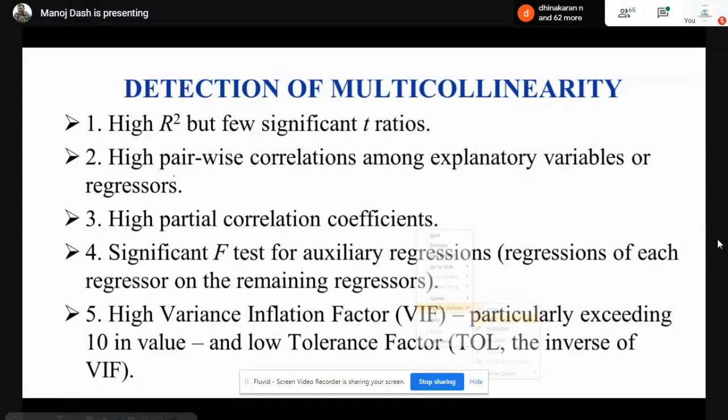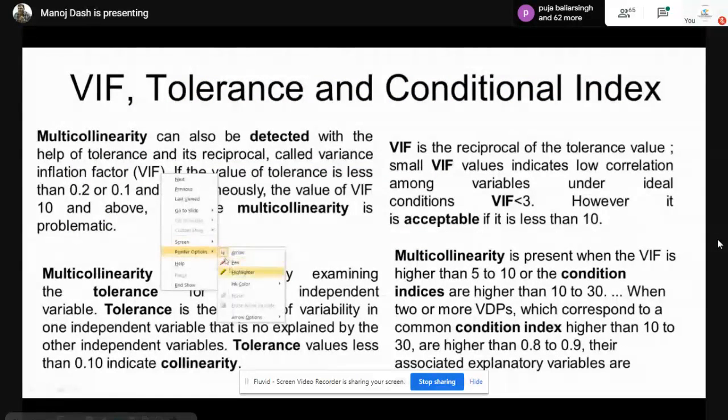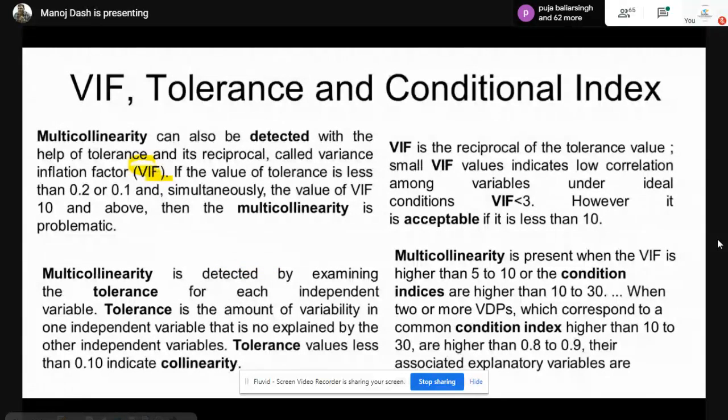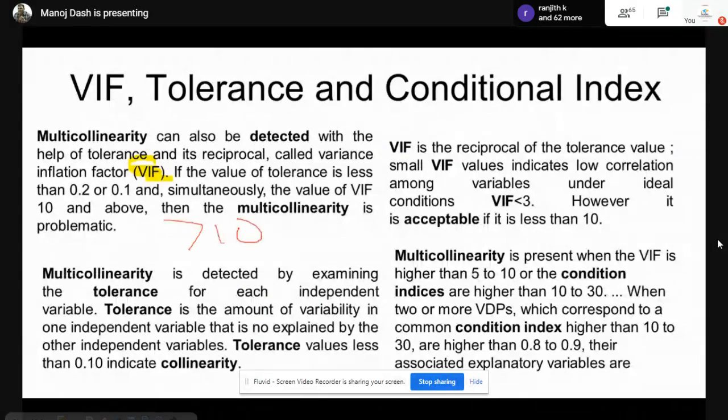Okay, the second one is high R square and insignificant ratio. Second, high pairwise correlation. Third, high partial correlation. And fourth, if the F value of regression is low. So to check this, there are three things. What is the first one? VIF. VIF means variance inflation factor. If the value is greater than 10, then there is a serious multicollinearity problem. The model is not fitted and cannot be generalized.